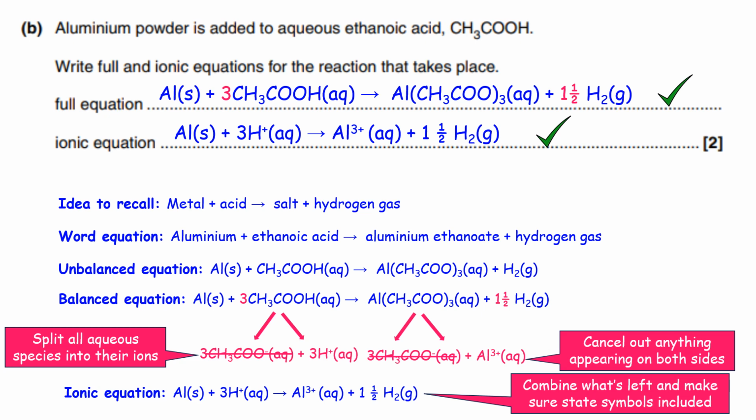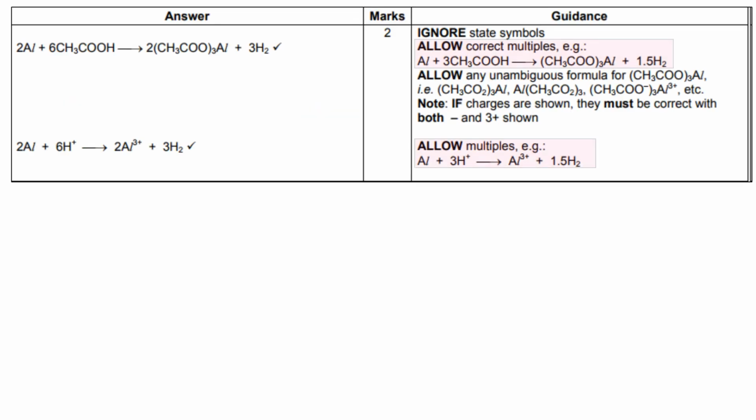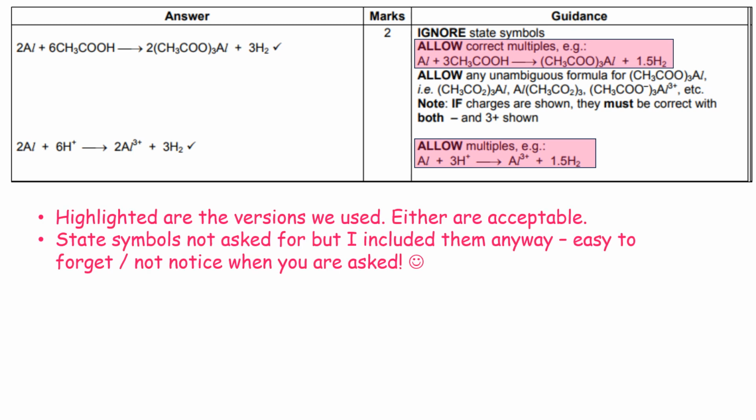So doing a quick mark scheme check on this one. On the right hand side, I've highlighted where we got the marks. So either the doubling up or the normal one here is acceptable. They didn't ask for state symbols, but I included them because it's good practice and it's very easy to forget or not notice when you're being asked. So my advice would be, where possible, put them in.